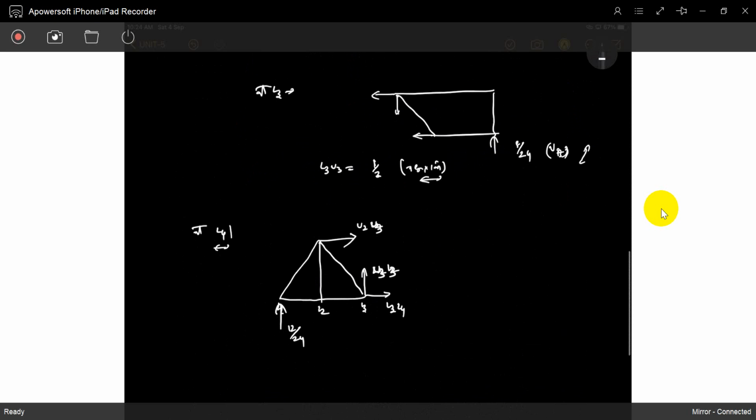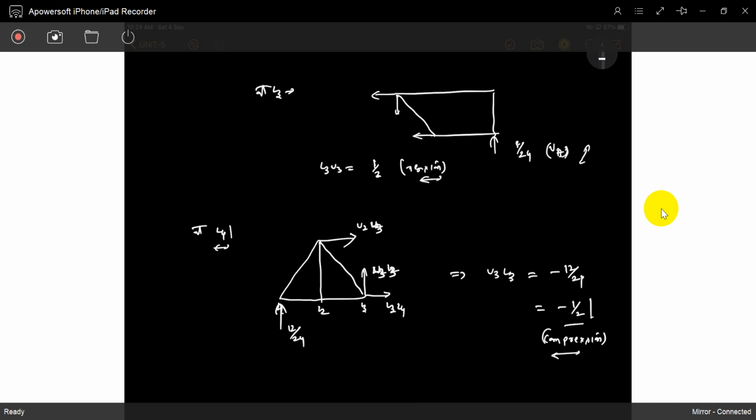So what is U3 L3? Just take care of the vertical reaction. U3 L3 is minus 12 by 24, because both are in the same direction, so compulsorily you have to maintain equilibrium. U3 L3 is opposite. So this means it's minus 1 by 2. So it enters a compression. So that's the problem.